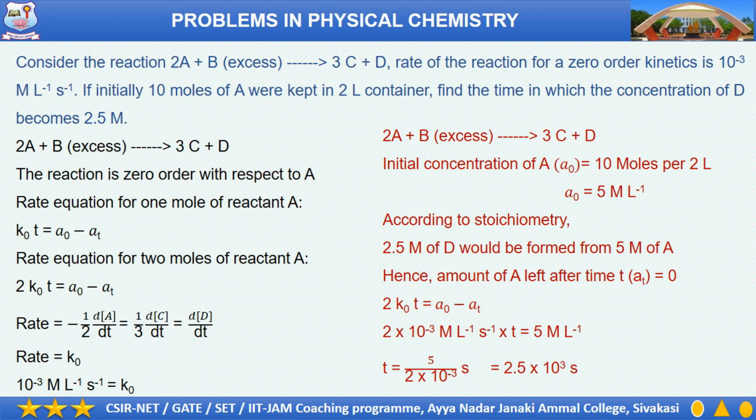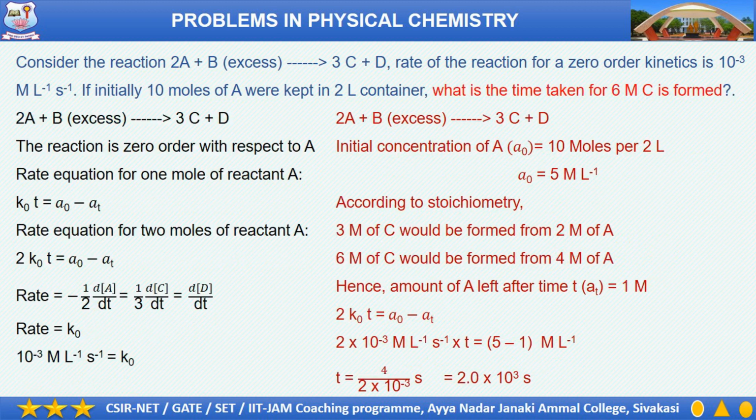What is the value of A? 5. Amount left is 0. Now you have to calculate T. Therefore, 5 divided by 2 into K₀, which is 10 power minus 3, equals 2.5 into 10 power 3 seconds. This time is equivalent to 100% completion, is it not? All of them are completely converted, therefore it is equivalent to 100% completion.